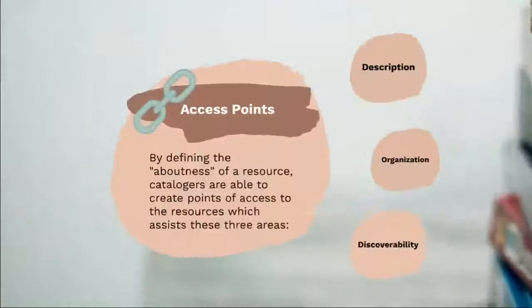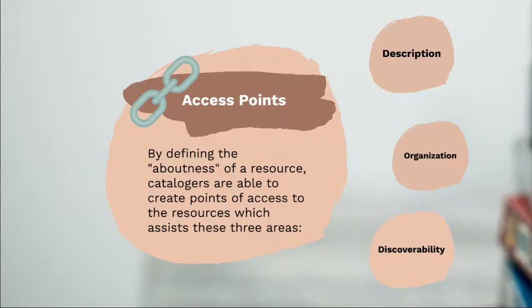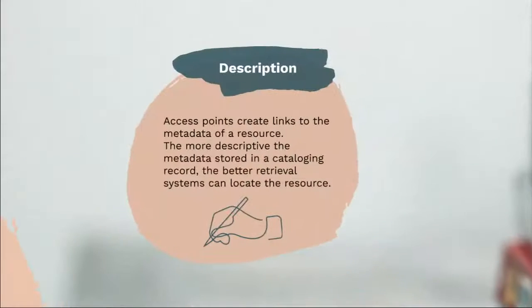Access points. By defining the aboutness of a resource, catalogers are able to create points of access to the resource which assist with these three areas. Description. Access points create links to the metadata of a resource. The more descriptive the metadata stored in a cataloging record, the better retrieval systems can locate the resource.